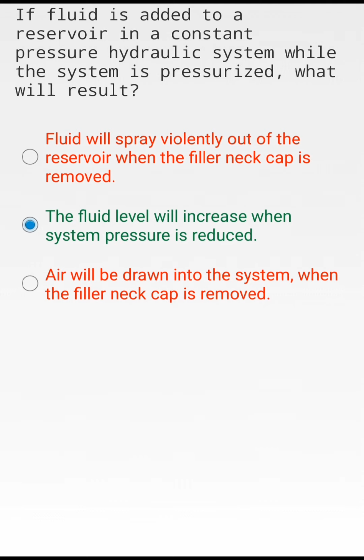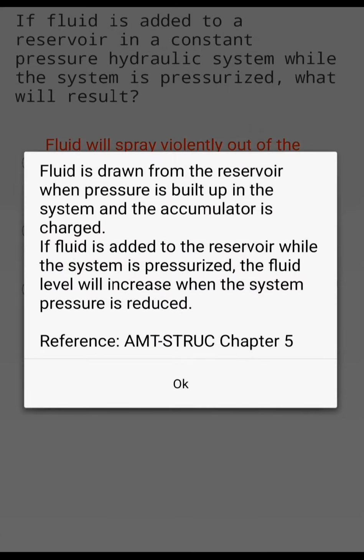The fluid level will increase when system pressure is reduced. Fluid is drawn from the reservoir when pressure is built up in the system and the accumulator is charged. If fluid is added to the reservoir while the system is pressurized, the fluid level will increase when the system pressure is reduced.